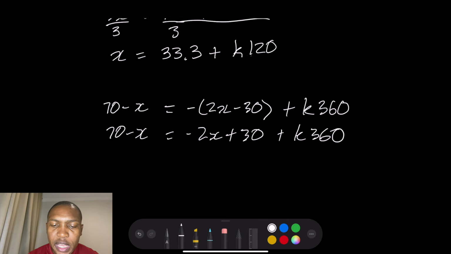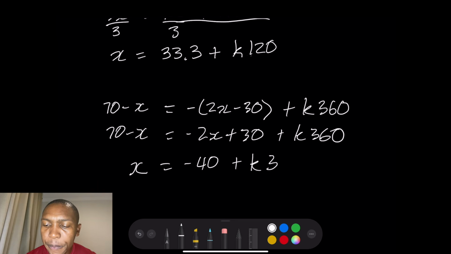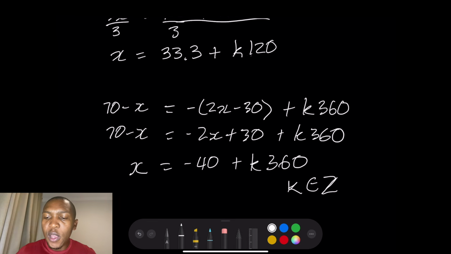If I take 2x to the other side, it becomes positive, so I end up with x. So 2x minus x would become x, and if I take 70 to the other side, it becomes negative, so that would be negative 70 plus 30, and that would be minus 40, plus k360. Please keep in mind that k is an element of integers. All right, so that is how you're going to solve it.